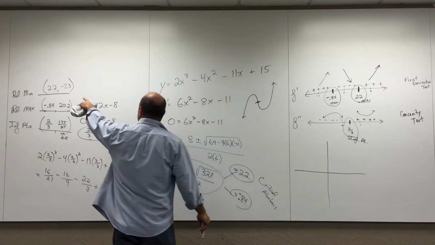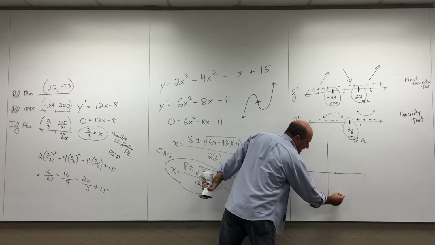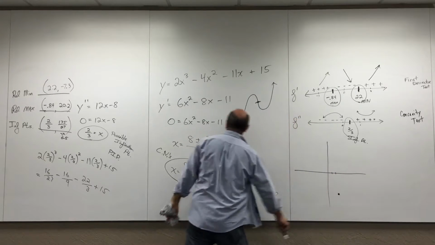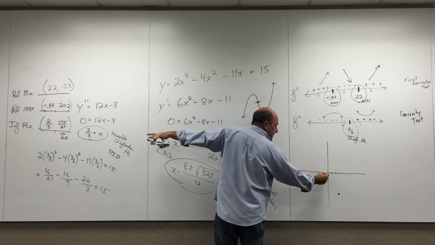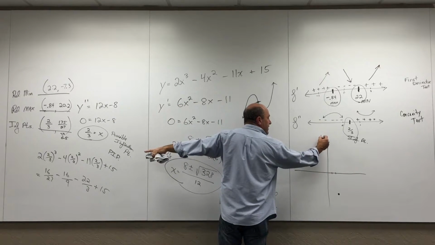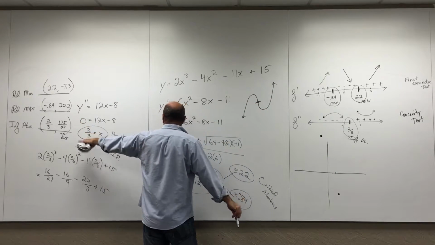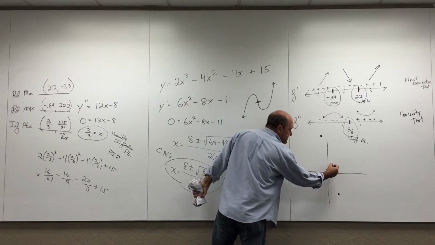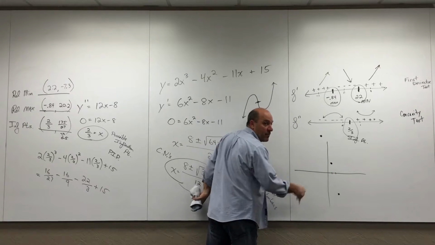I'm plotting these points. 2.2, negative 7.3. I like that. Negative 0.84 and 20. Oh, great. Negative 0.84 and way up here about 20. Are you okay with that? And 2/3 and 6.5. I'm kind of happy with that. These are these three important points.